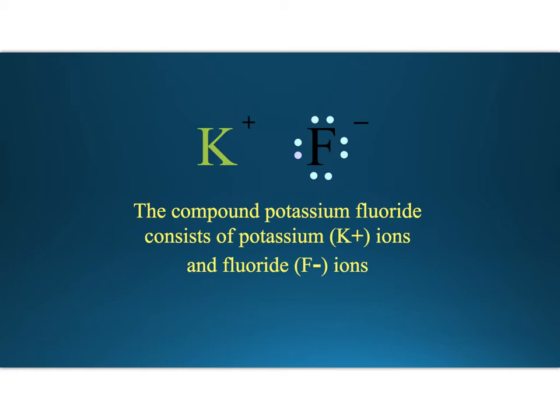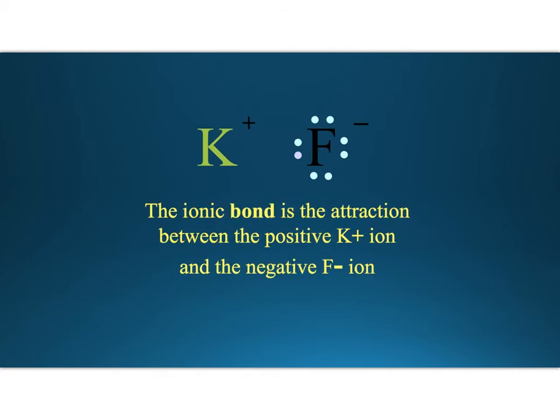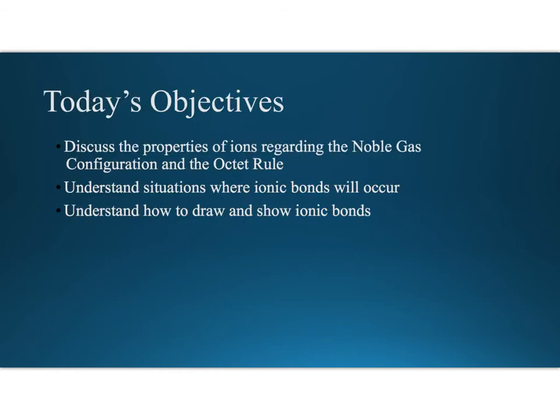This compound that's made is joined by an ionic bond, and the compound is potassium fluoride, and it consists of potassium plus ions and fluorine negative ions. The ionic bond is the attraction between a positively charged potassium and a negatively charged fluorine.